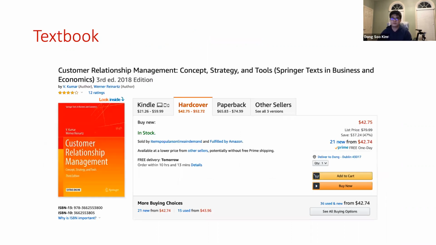And textbook. We will use this textbook, Customer Relationship Management: Concept, Strategy, and Tools. This is the third edition, which was first published in 2018. The authors of this textbook are V. Kumar and Werner Reynolds. This book is available on Amazon and at the university bookstore.